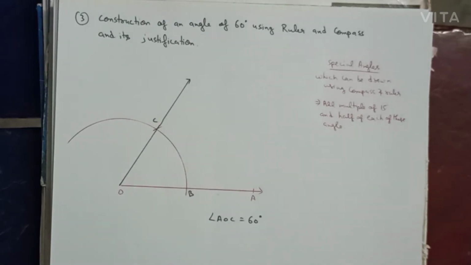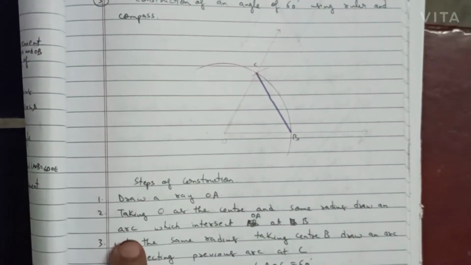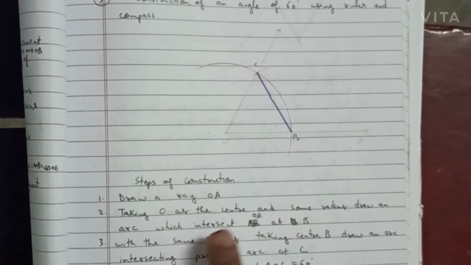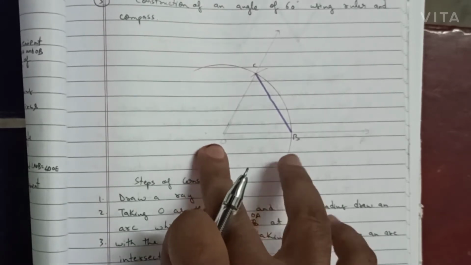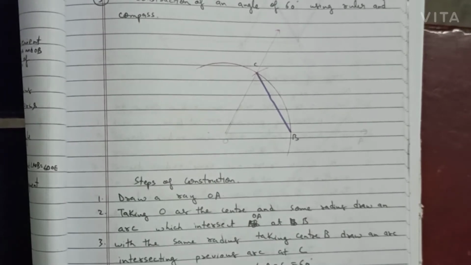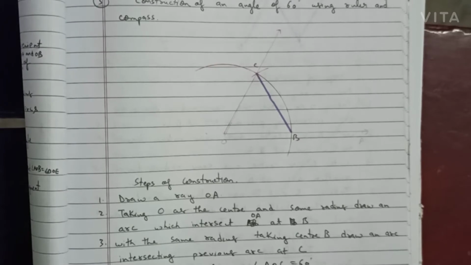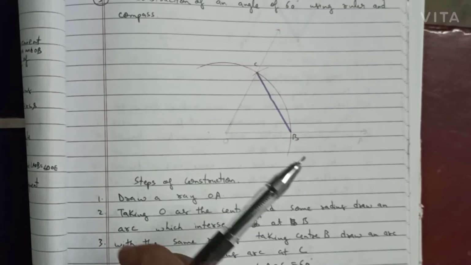Okay, hope you have understood. Now before the justification, let us quickly discuss the steps of construction of this angle. First you have drawn a ray OA, and then taking O as the center and some convenient radius, we have drawn an arc which intersects OA at point B. With the same radius, taking center B, draw an arc intersecting the previous arc at C, join OC, and you will get the angle AOC equal to 60 degrees.